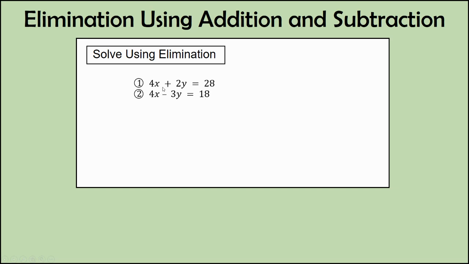So here's the thing. I don't want to add these together this time because 4x plus 4x is 8x. I'm trying to eliminate this. So in this case, we're going to subtract the equations. 4x minus 4x is 0. 2y minus negative 3y is actually 2y plus 3y. That's 5y. 28 minus 18 is 10.